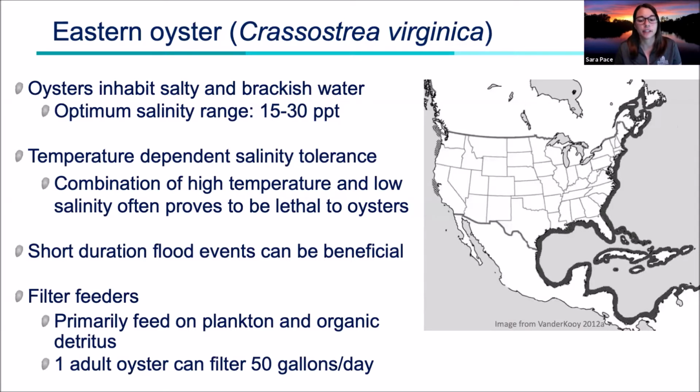And this is because flooding brings in nutrient-rich water, which promotes the growth of phytoplankton, which is really great for oysters because they're filter feeders, feeding primarily on plankton and organic detritus. Like I said, things like algae, dinoflagellates, eggs and larvae of other marine invertebrates, even pollen from terrestrial sources. And as filter feeders, one adult oyster can filter about 50 gallons of water per day.